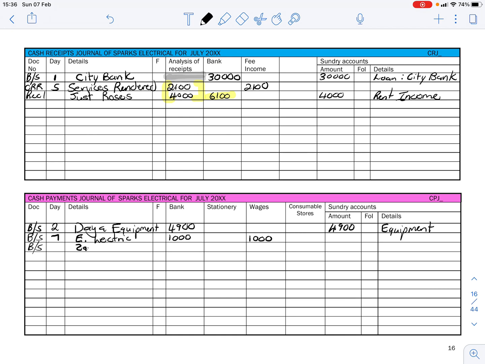On the same day, we paid Zap Products 615 Rand for electrical wire and cables. Now, we can either put this under consumable stores, but as I mentioned earlier, let's put this under sundry with the detail material costs.